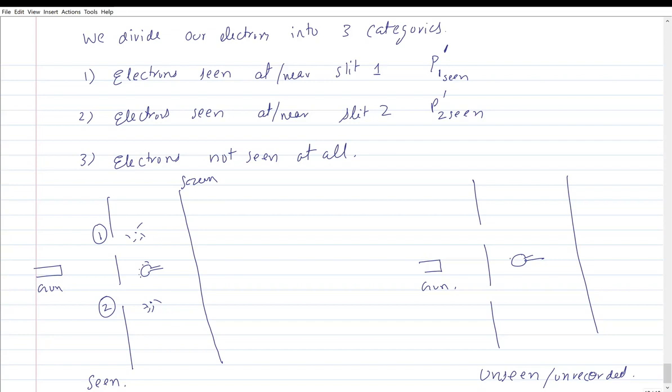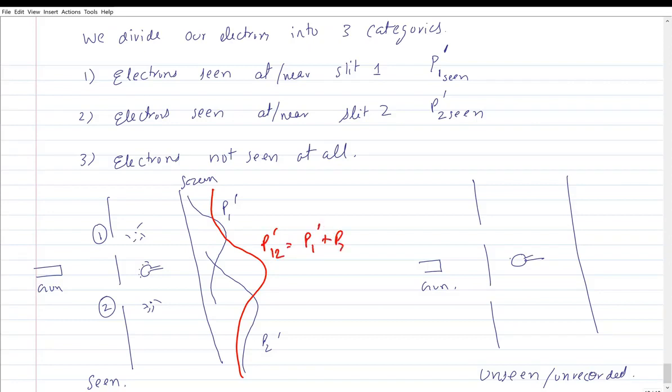So now when I make the histograms, I can record the statistics for the seen ones: P1 prime, which pass through slit 1, P2 prime, and P12 prime. And I notice that for the electrons that were seen, the probabilities add up.